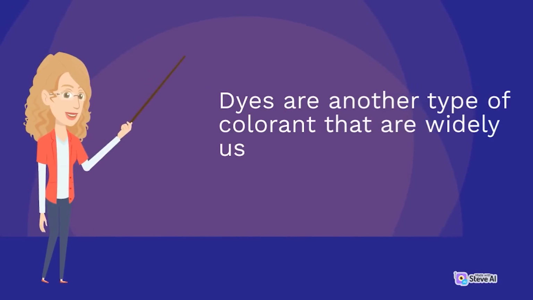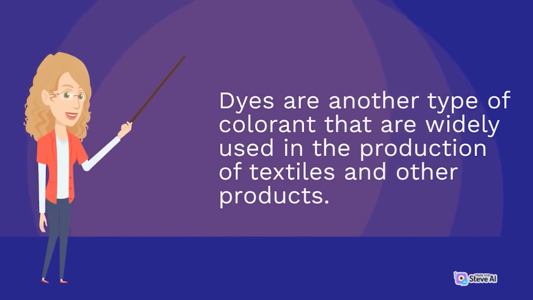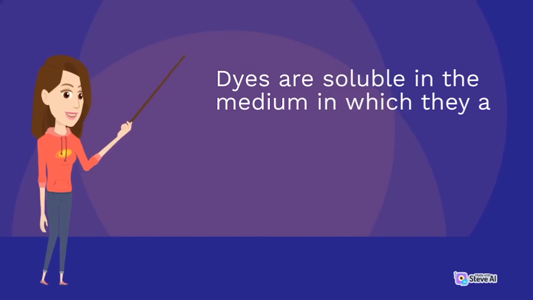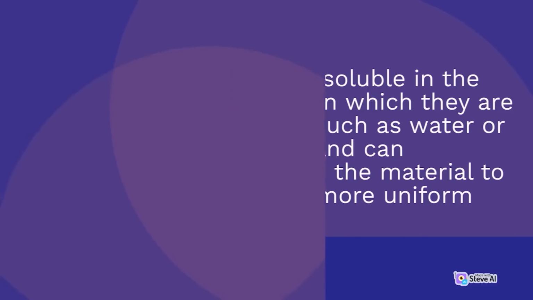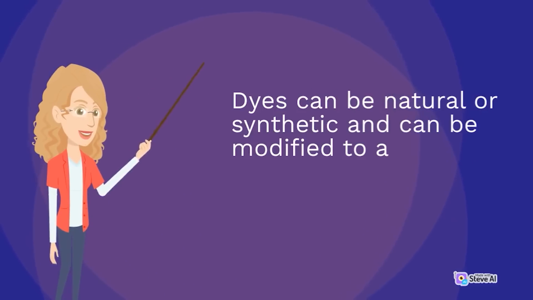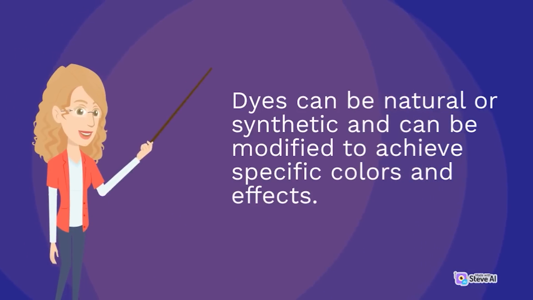Dyes are another type of colorant that are widely used in the production of textiles and other products. Dyes are soluble in the medium in which they are applied, such as water or alcohol, and can penetrate the material to create a more uniform color. Dyes can be natural or synthetic and can be modified to achieve specific colors and effects.